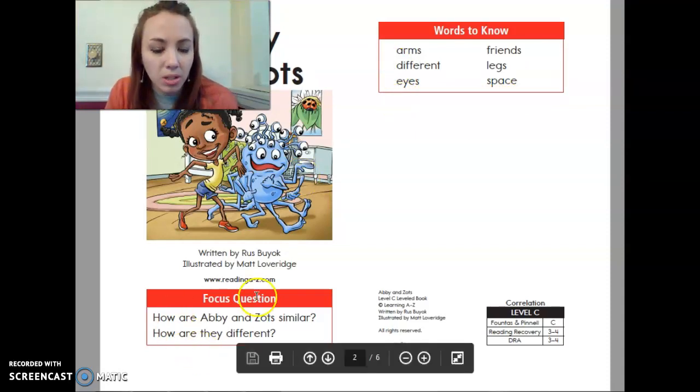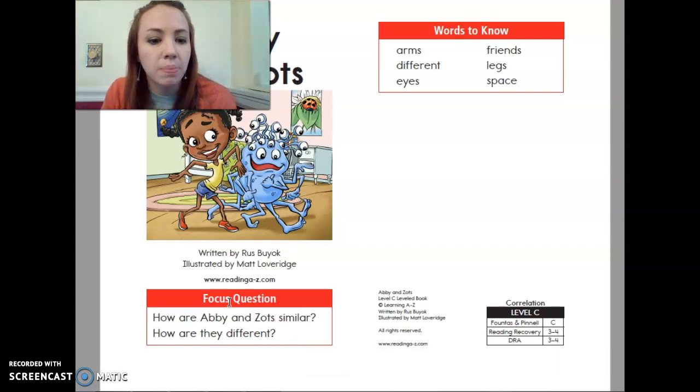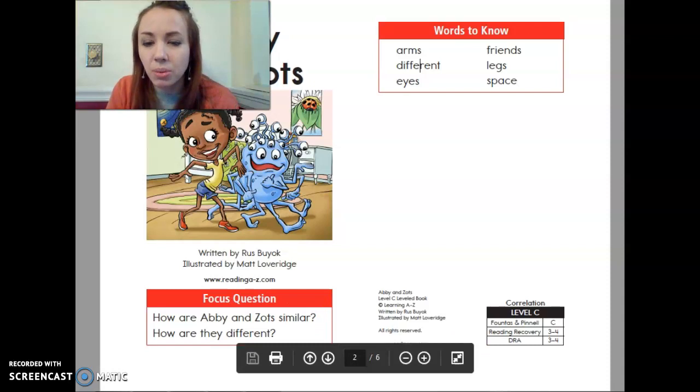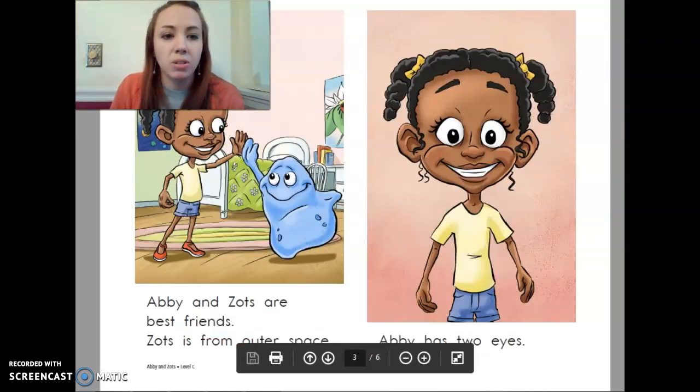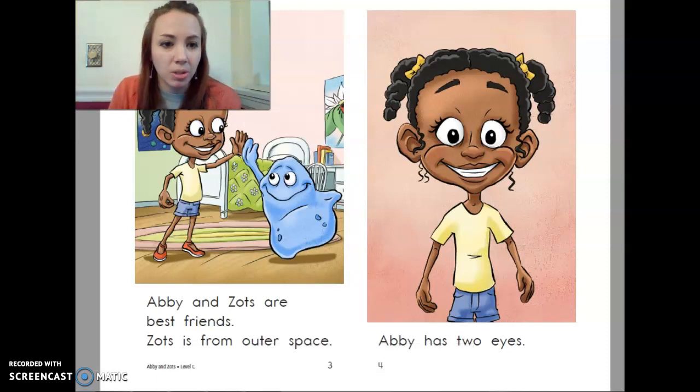And then our focus question for our story this week is, how are Abby and Zots similar? Meaning, how are they the same? How are they similar? And how are they different? So thinking compare and contrast is our skill we're working on this week. How are they the same? How are they different? All right, as we read through our story, we're going to start by doing an echo read. So my turn, your turn, and we'll talk about our story.